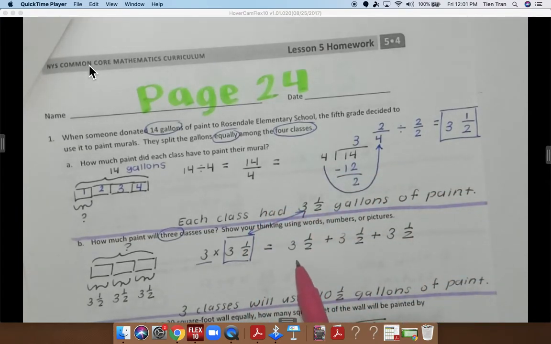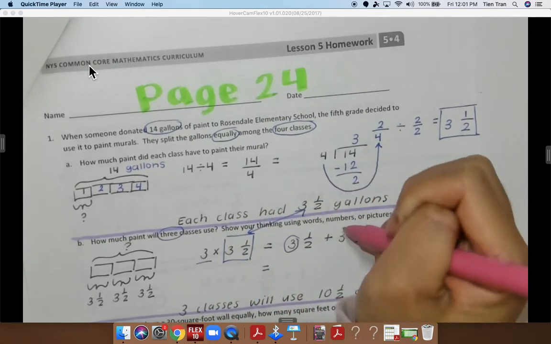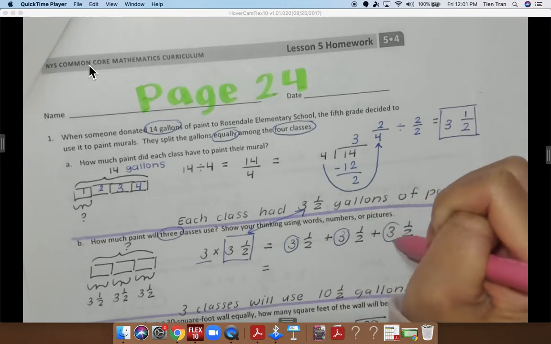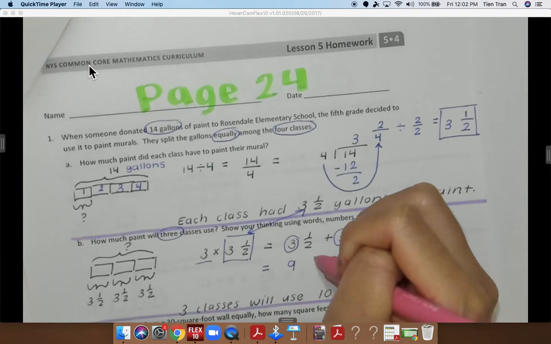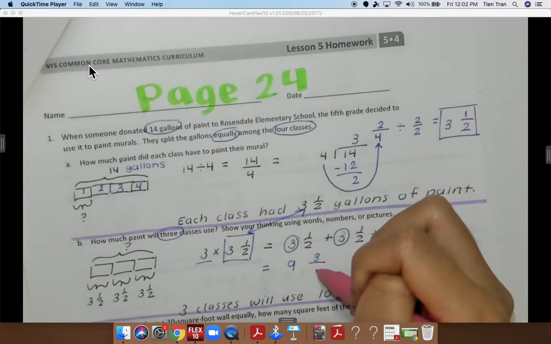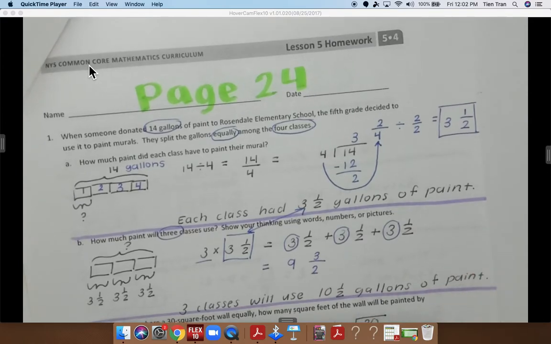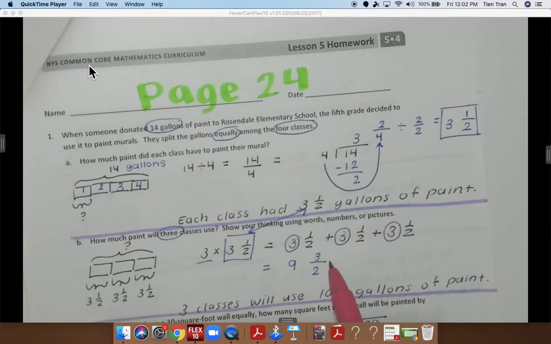So now I'm going to add 3 and 1/2 plus 3 and 1/2 plus 3 and 1/2. Now the first thing I'm going to do is add my whole numbers. I have 3 plus 3 plus 3, which is equal to 9, and I have 1 plus 1 plus 1, which is equal to 3, and my denominator is going to be 2. So my final, I thought it was my final answer, not quite yet.